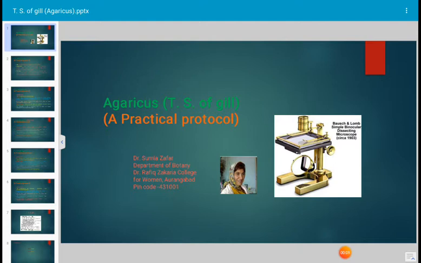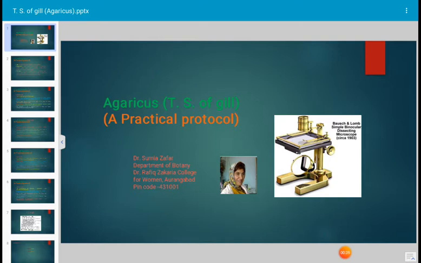Today's topic for discussion is a practical protocol of mycology. And today's practical is the transverse section of gill. Gill is a membranous structure of a fruiting body of Agaricus. It occurs in a fruiting body of Agaricus, which is known as Basidial. And let us see the internal structure of gills by taking transverse section.